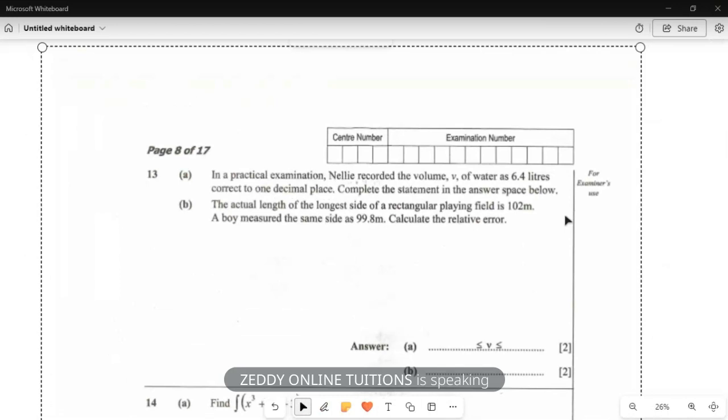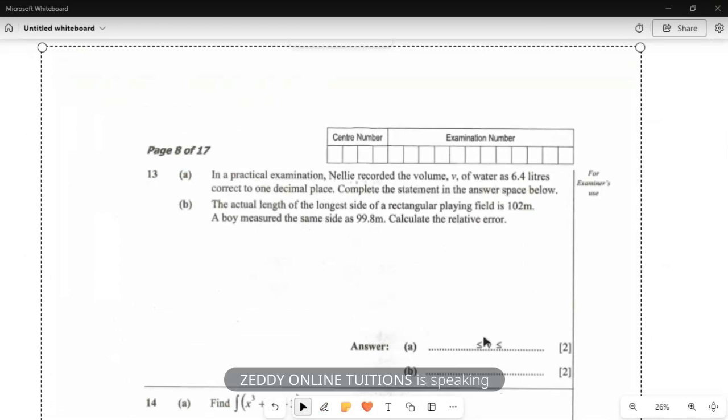So this question, somebody to help me read. In a practical examination, Nelly recorded the volume of water at 6.4 liters, correct to one decimal place. Complete the statement in the answer space below.